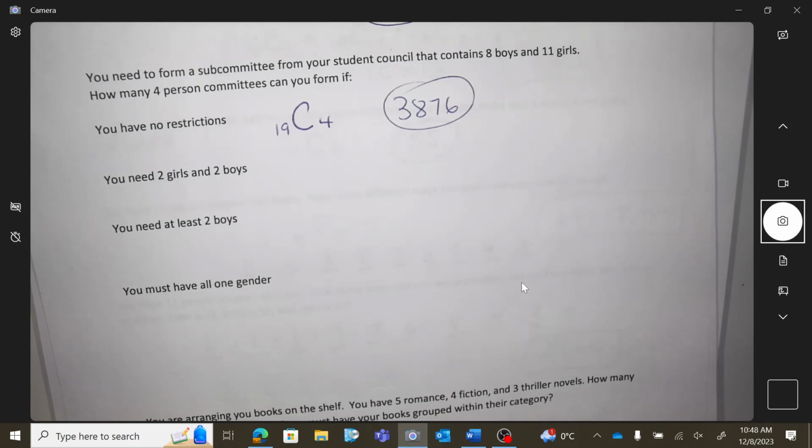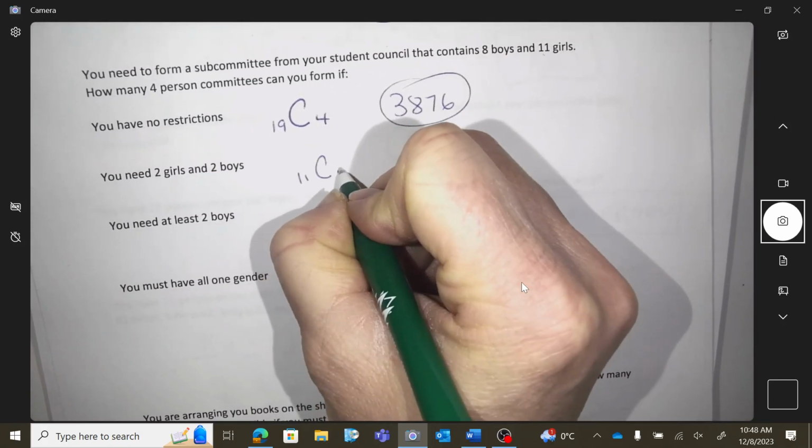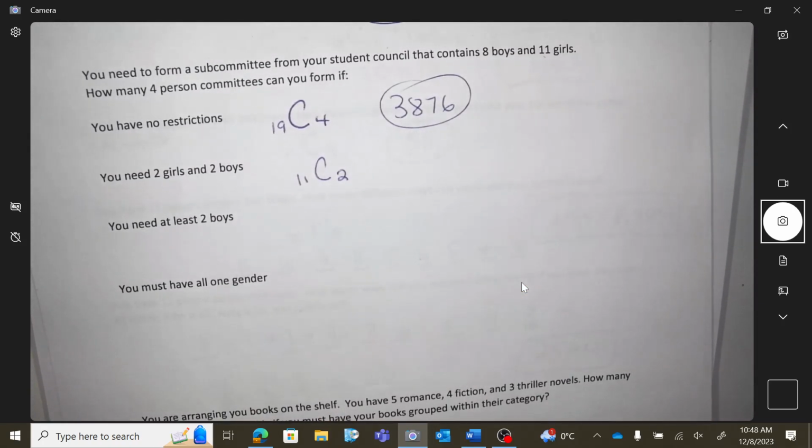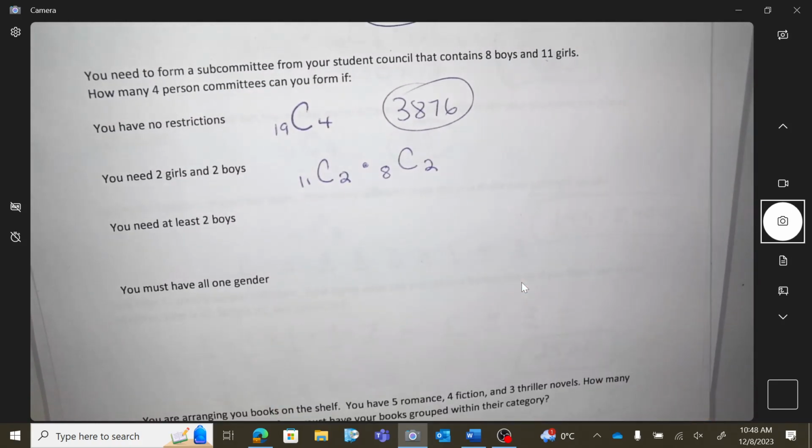Next, you need 2 girls. So I have 11 girls, and I'm going to have to choose 2 of them. And there's 8 boys, and I'm going to have to choose 2 of them. And I'm doing this on the same committee, so it's a multiplier.